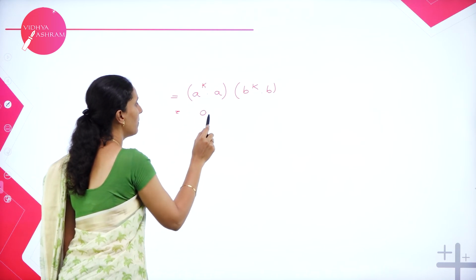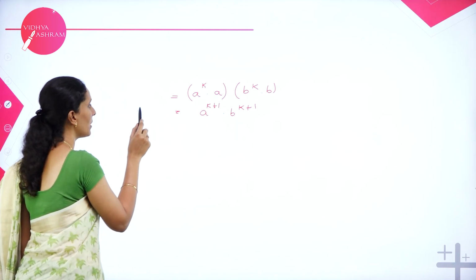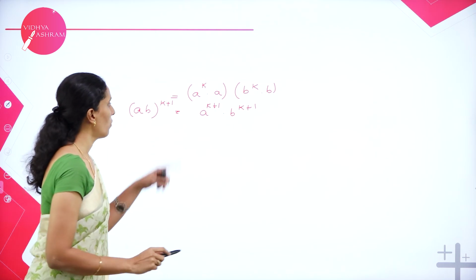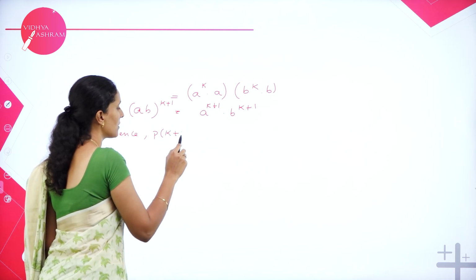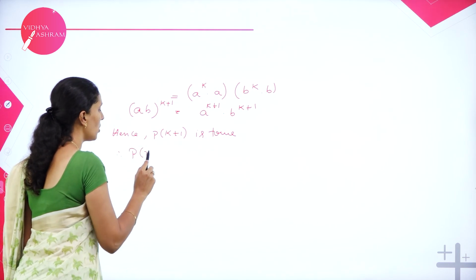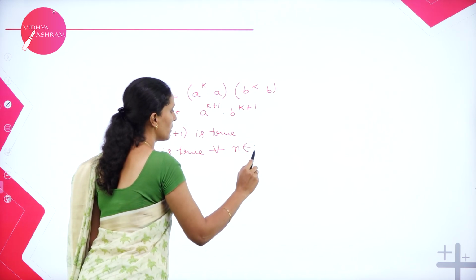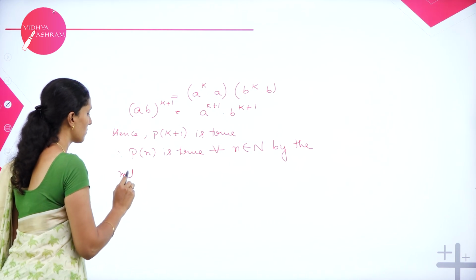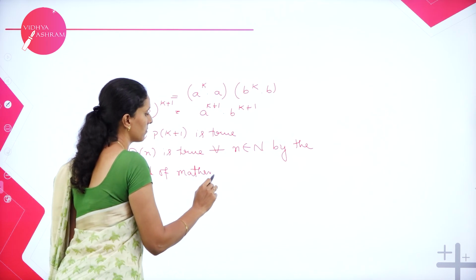So bases are same, powers can be added. So we got a power k plus 1 into b power k plus 1 for ab whole to the power k plus 1. So hence P of k plus 1 is true. Therefore, P of n is true for all n belongs to N by the method of mathematical induction.